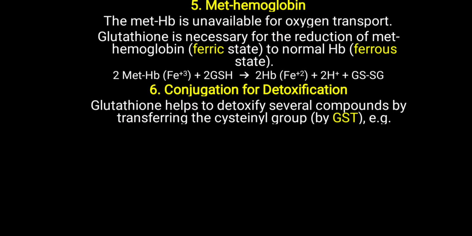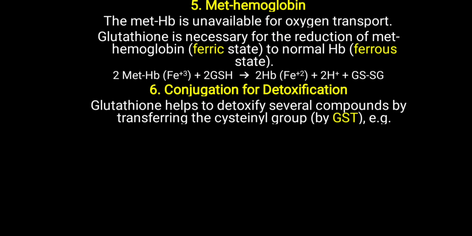Further, another function of glutathione is conjugation for detoxification. Various endogenous and exogenous substances need to be excreted out, and that is possible with the help of the conjugation process. Conjugation is called the second phase of detoxification. One of the important molecules utilized for detoxification is glutathione. Glutathione helps to detoxify several compounds by transferring the cysteine group. That is GST, another short form used for conjugation. For that, glutathione is utilized.